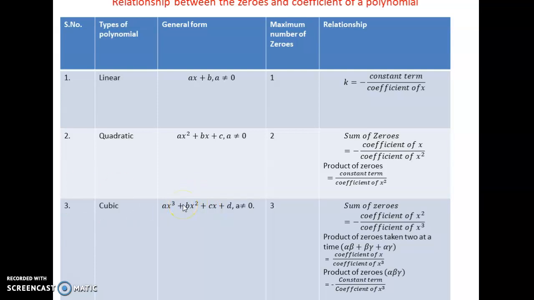What is the sum of the roots here? It is the negative of the second highest numerical coefficient of x divided by the highest numerical coefficient of x, that is minus b by a. The pairwise product will be c by a. The product will be negative d by a.